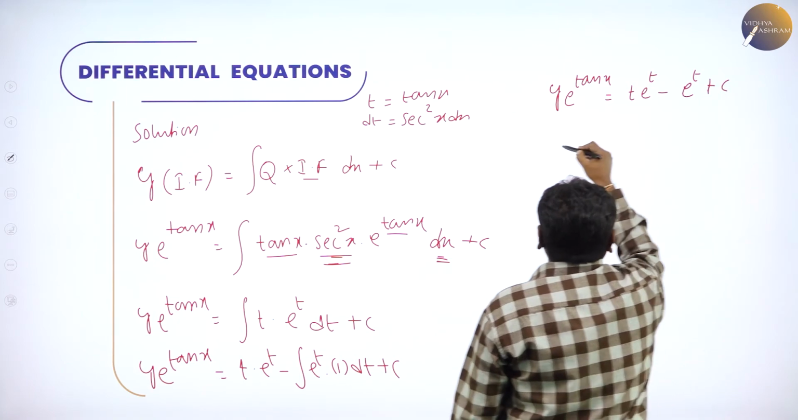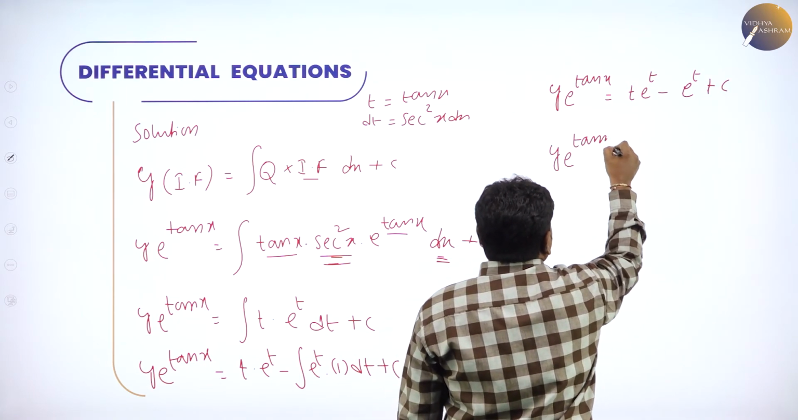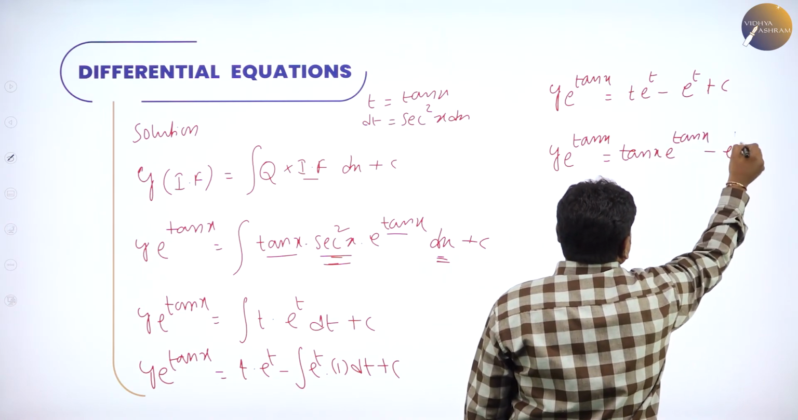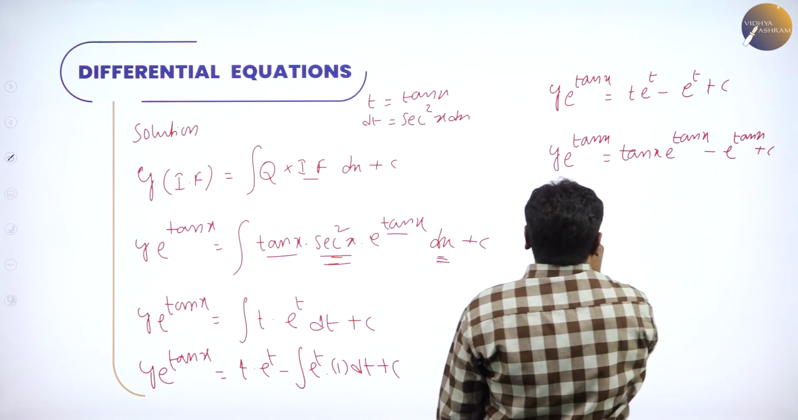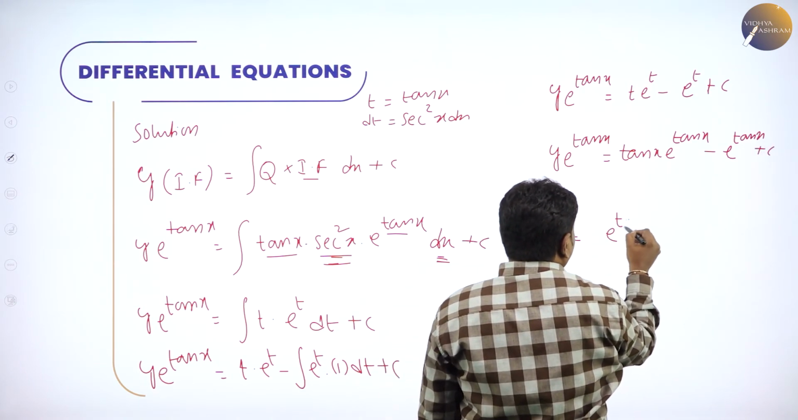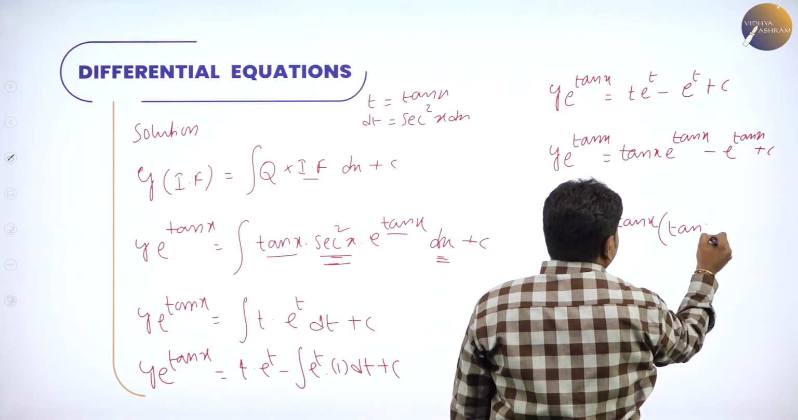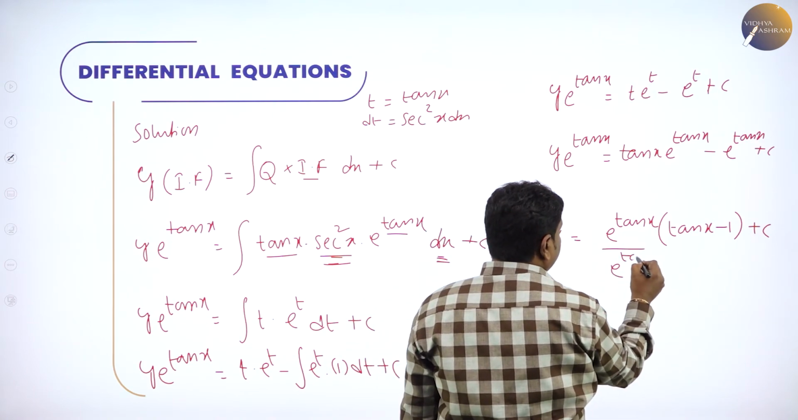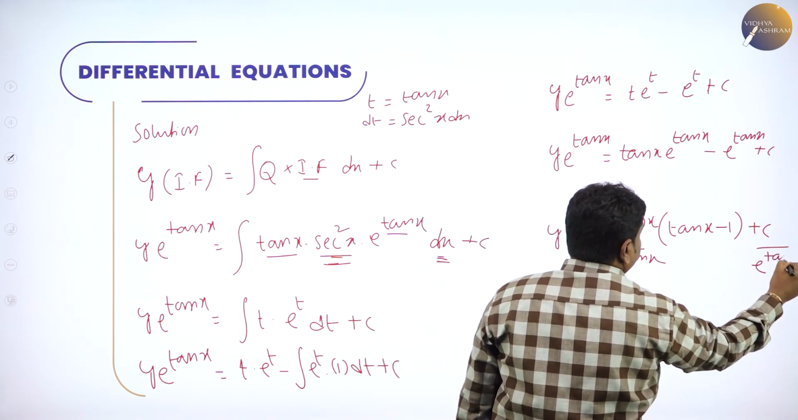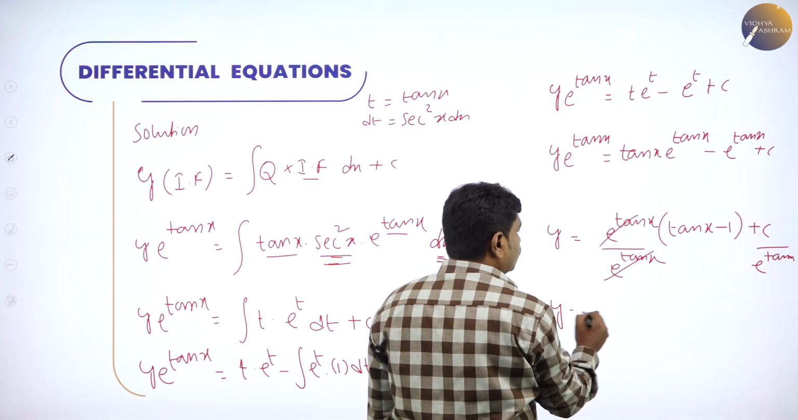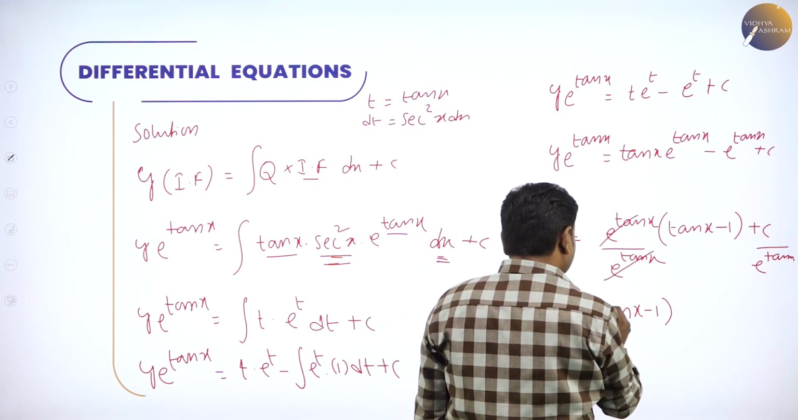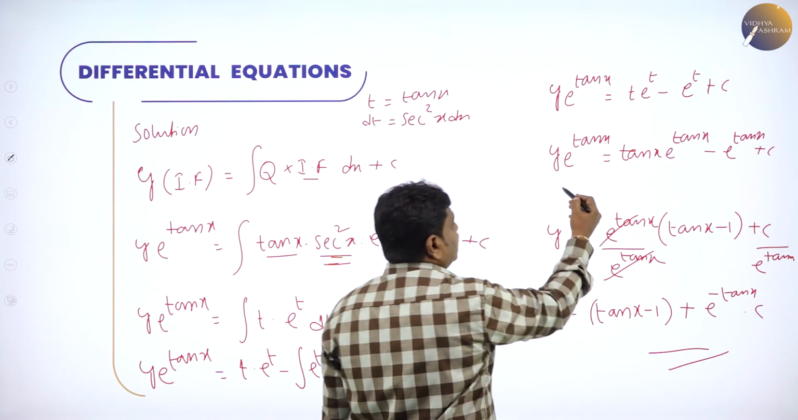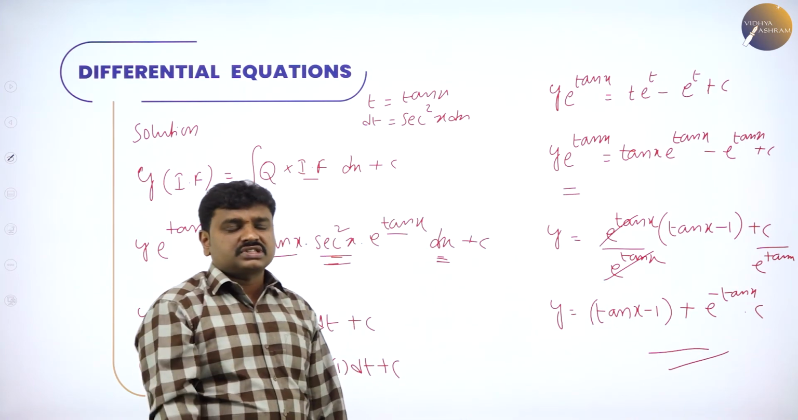That's it. Now in place of t, substitute the values: y e power tan x is equal to tan x into e power tan x minus e power tan x plus c. If you want, you can take e power tan x common, so it will be tan x minus 1 plus c. Then divide by e power tan x, and you can cancel the terms. So y is equal to tan x minus 1 plus e power minus tan x into c. Or you can leave it here. Hope all of you understood this.